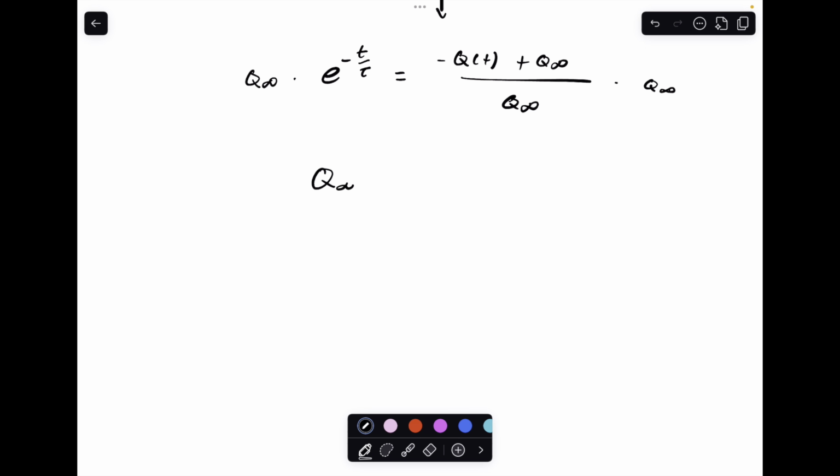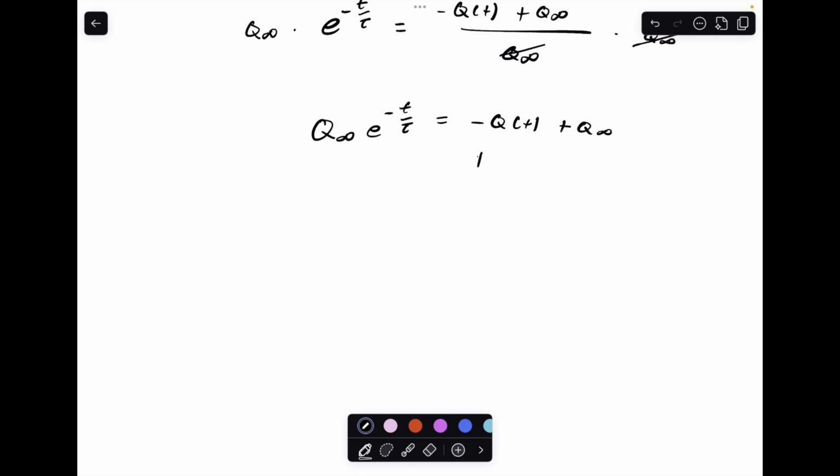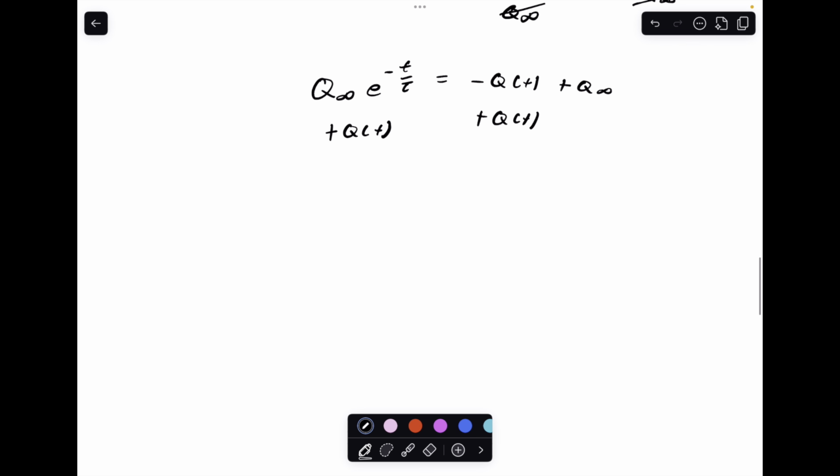And now I'll multiply q infinity to begin to isolate q of t. And if you see where this is going, you'll notice that, wow, they are the exact same answer, right? These q infinities will cancel. I get negative q of t plus q infinity. And now I'll add q of t to both sides in order to make it positive and not negative, right? Because I don't want negative q of t. No, I want q of t. The charge is a function of time. I don't want any multiplier by it.